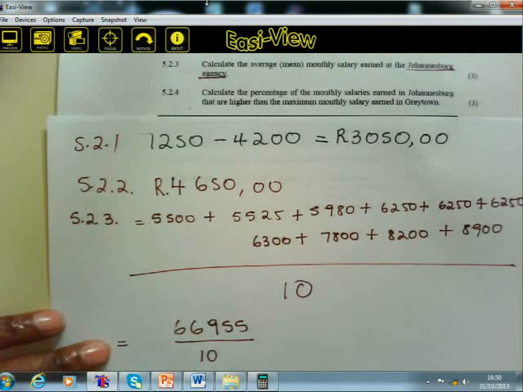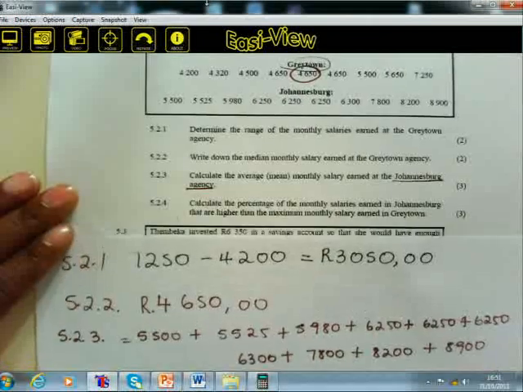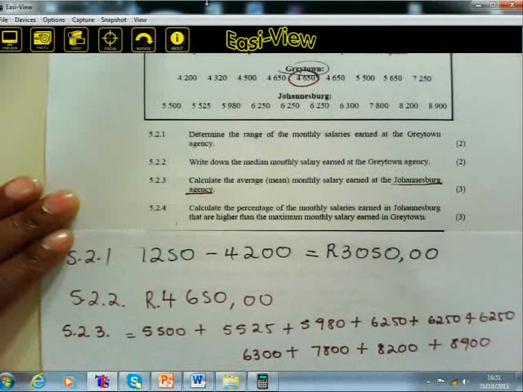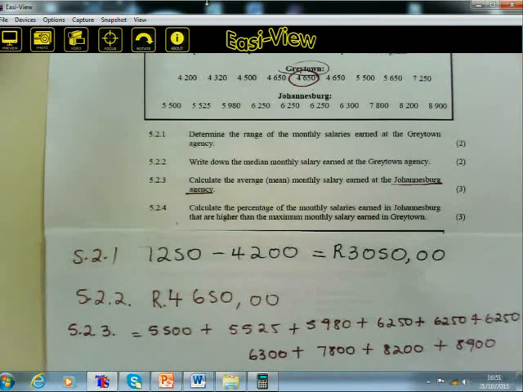5.2.4. Calculate the percentage of the monthly salaries earned in Johannesburg that are higher than the maximum monthly salary earned in Greytown. Let me put the information so that you can see. I'll give you just a minute to look at this one and understand the question. Calculate the percentage of the monthly salaries earned in Johannesburg that are higher than the maximum monthly salary earned in Greytown. Look at the 2 data sets. Decide on how you are going to answer this question. Just a minute.